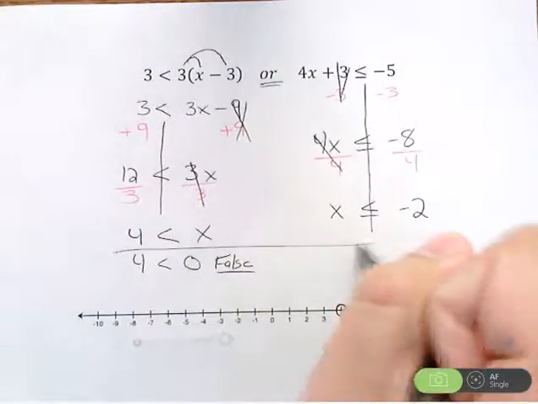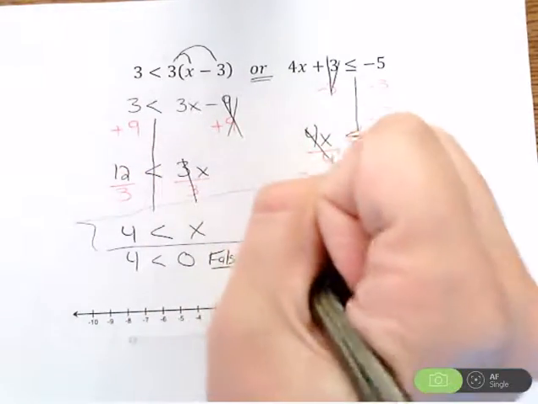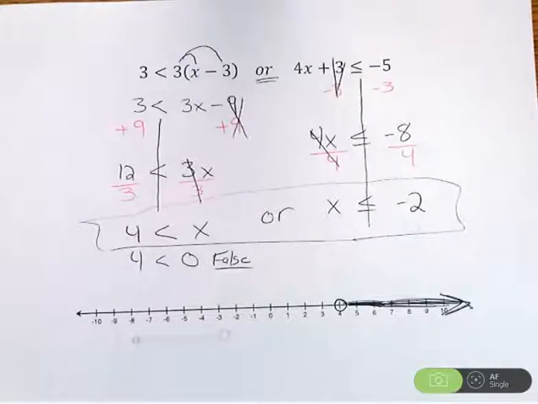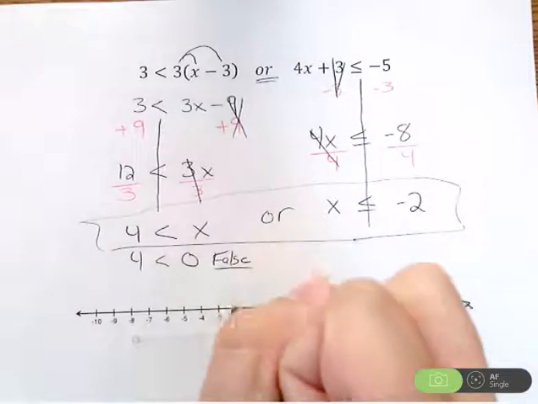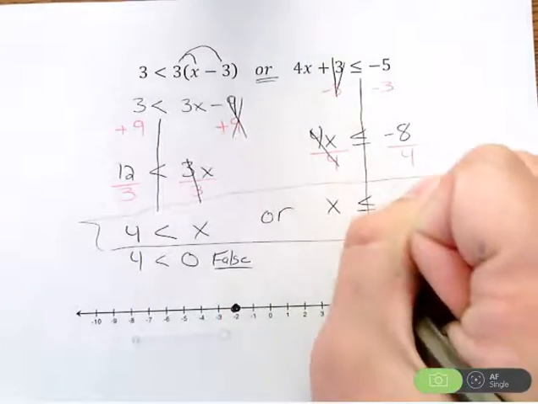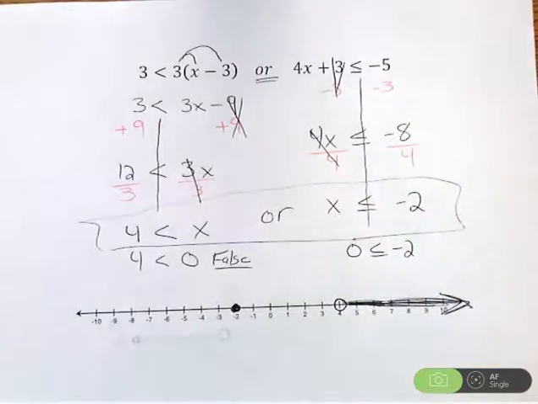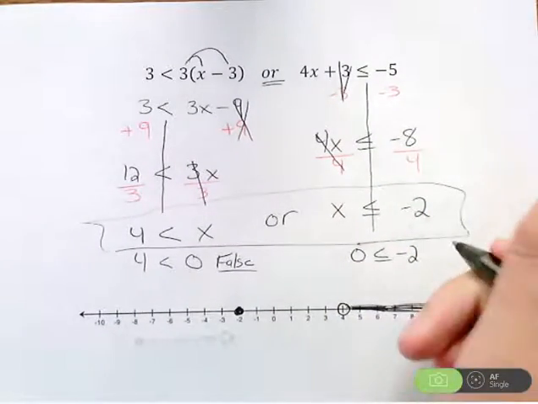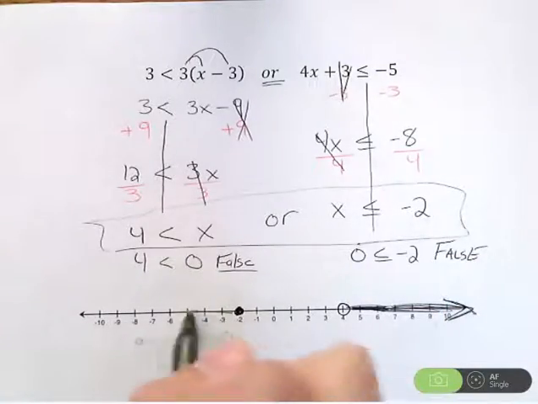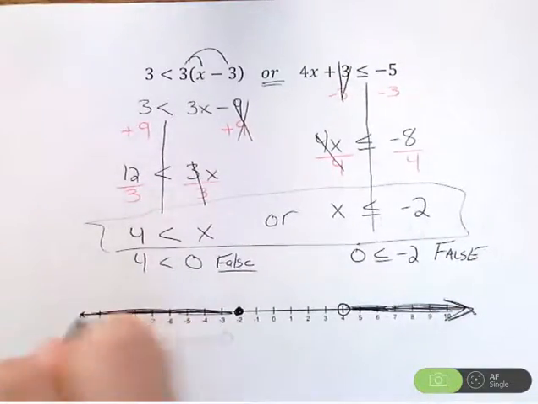So my solutions here are these two pieces right here. 4 is less than x, or x is less than or equal to negative 2. So I'm going to go to negative 2, closed circle. I can plug in 0 to test. 0 is less than or equal to negative 2. That is false. So we go away from 0, which is to the left.